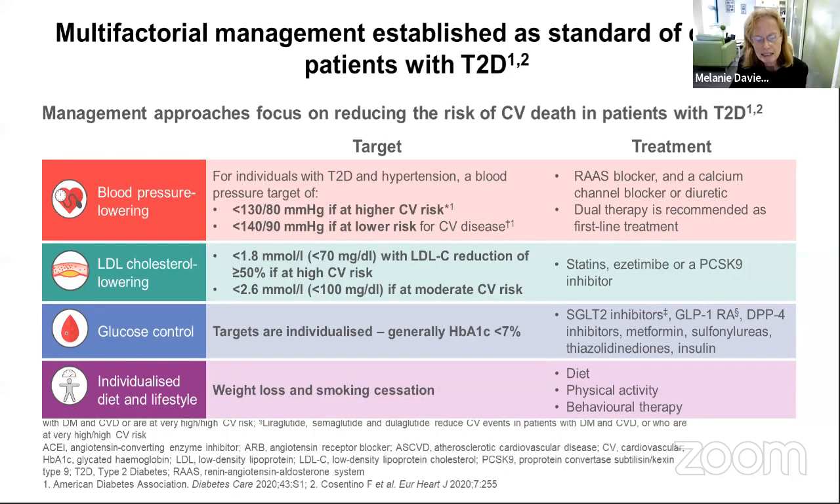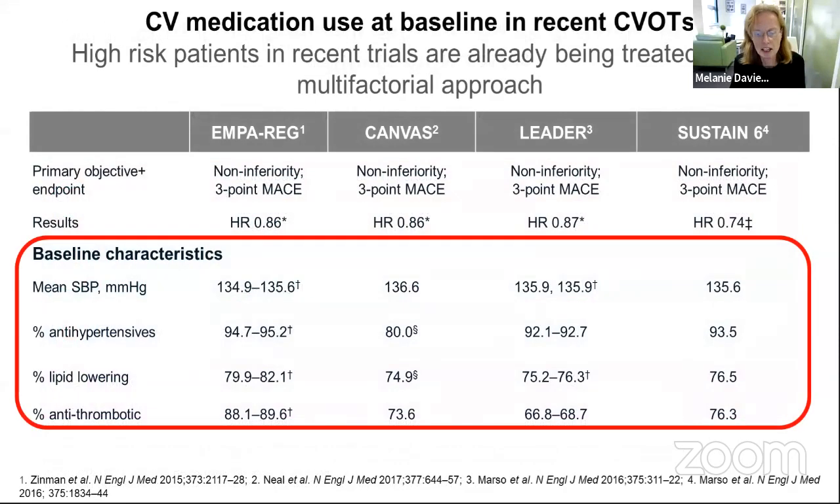As has been said, a holistic approach in terms of blood pressure, and I think Mohammed's talk around the importance of education and dietary interventions are really well made. And we need to control blood pressure, LDL cholesterol, and obviously glycemic control. And obviously we shouldn't forget lifestyle interventions. So having said that, now I want to talk about the cardiovascular outcome trials.